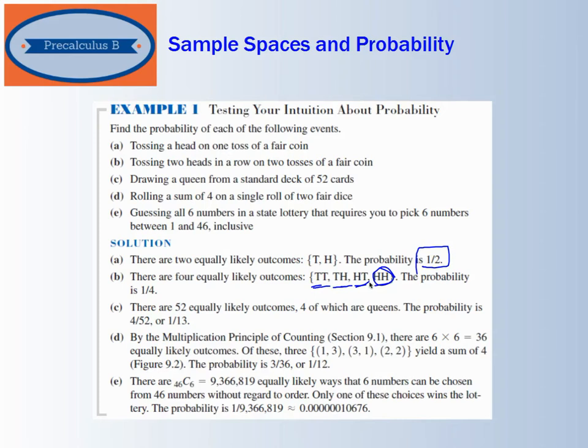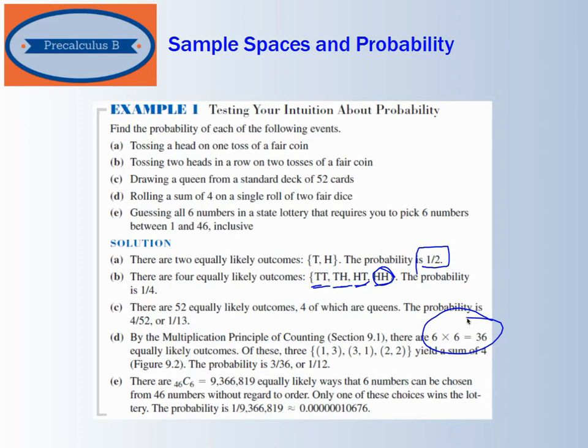The next one, rolling a sum of 4 from 2 fair dice. Well, you have to think about what are the different possible outcomes. How can we get 4 with 2 dice? You can have a 1 and a 3, a 3 and a 1, or you could have double 2s, 2, 2. All right, so there are 3 possible outcomes. Based on our multiplication principle of counting, the total number of outcomes is 36, just 6 times 6, so your probability is 3 out of 36, or 1 out of 12.